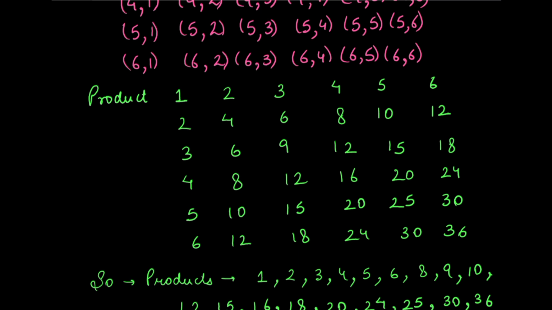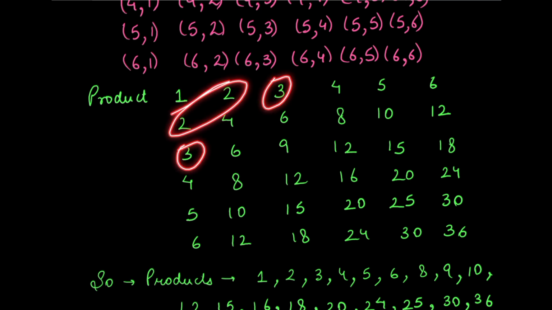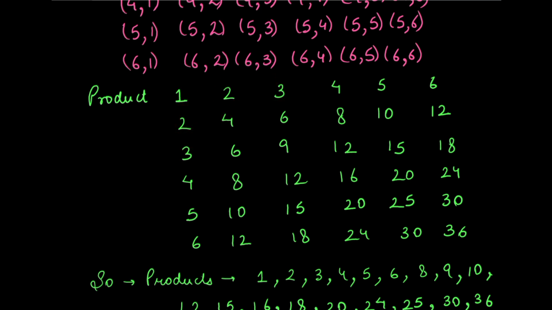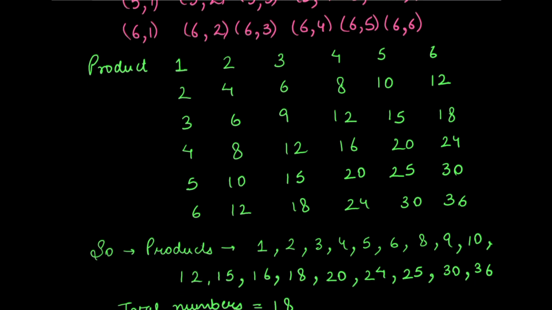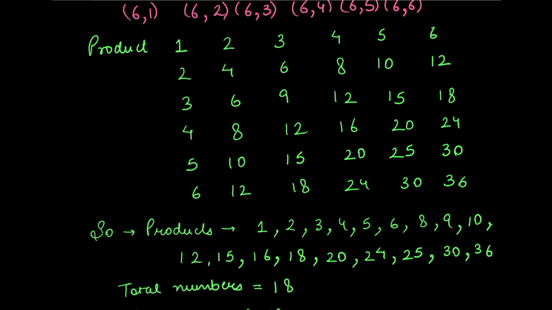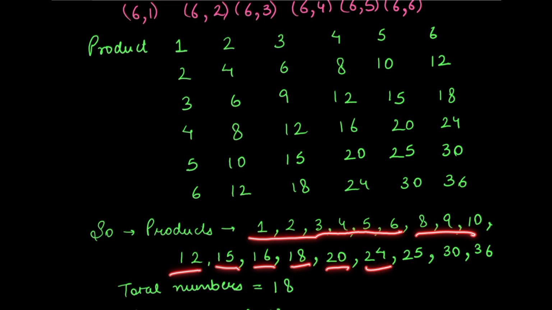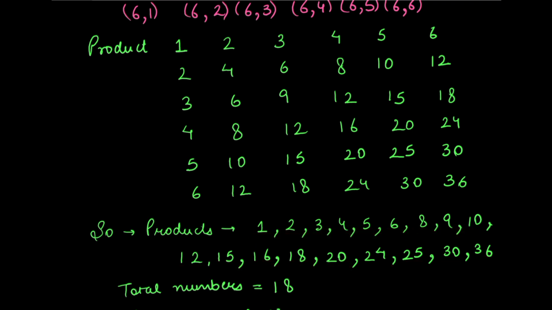Now, the number of total possible outcomes: we can see that there are numbers that are repeated also. For example, 2 comes twice, 3 comes twice, likewise. So we need to find out what are the products that we are getting. If we write down by cancelling the common ones, we get that there are 18 products: 1, 2, 3, 4, 5, 6, 8, 9, 10, 12, 15, 16, 18, 20, 24, 25, 30 and 36. The rest, that we have not written here, are repeated ones.